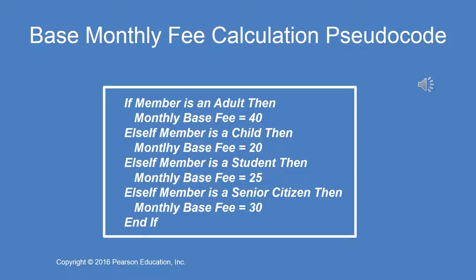So here we have the pseudocode for the flowchart on the previous slide. So if the member is an adult, then set the base fee. If that's false, the next condition checked with the else if is if the member is a child. If that's true, set the base fee to 20. If that's not true, go on to the next else if, student. If that's true, 25. Else if, senior citizen, base fee is 30. Notice there is no else because we're getting these values for the conditions from the radio button, and one has to be selected.